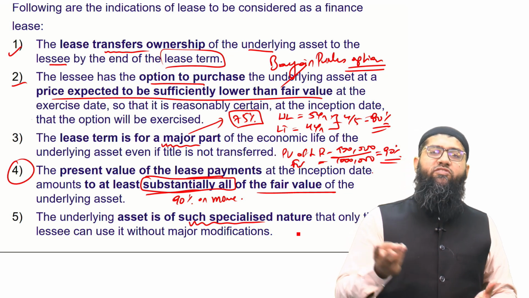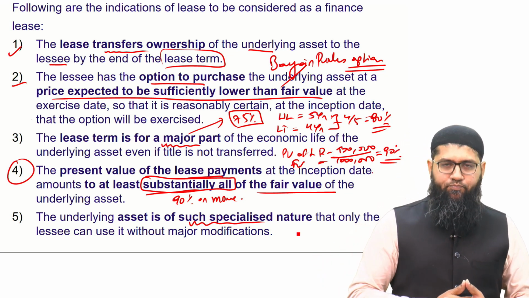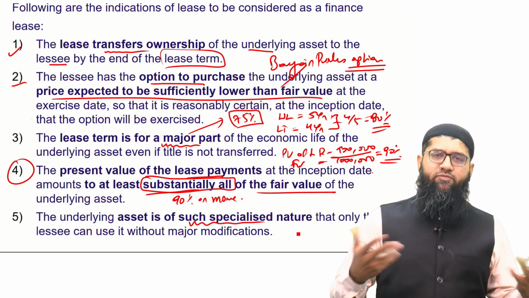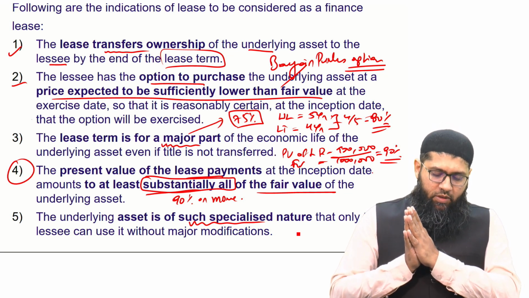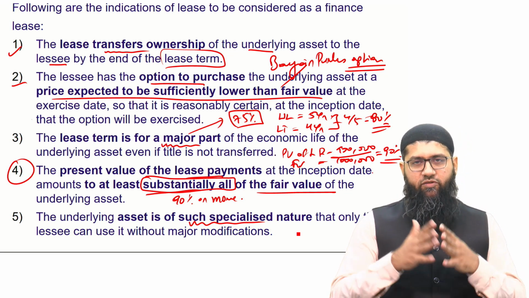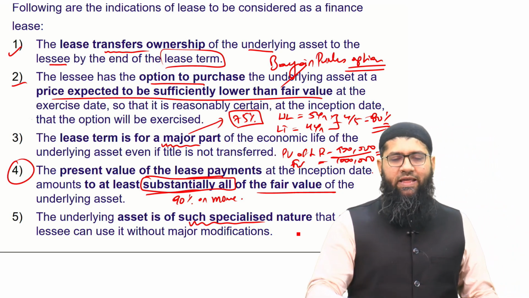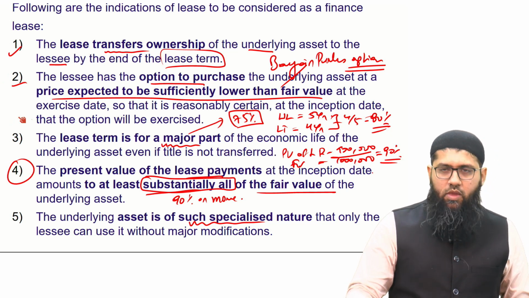Third, the lease term is for a major part, so the majority of the asset's life is being used by the lessee. Number four, the present value of lease payments is substantially all of the fair value. And the last one is that the asset is of a specialized nature. So if any of these indications are there, that's an indication that it's a finance lease agreement.